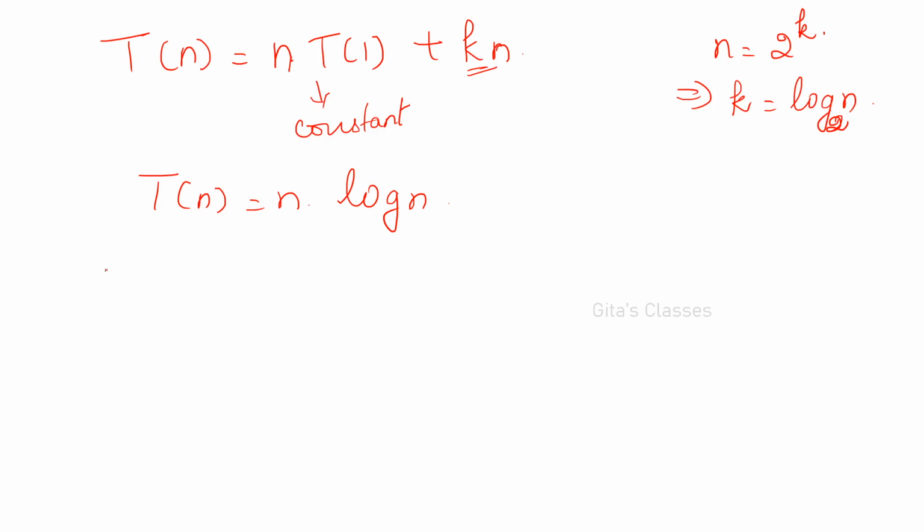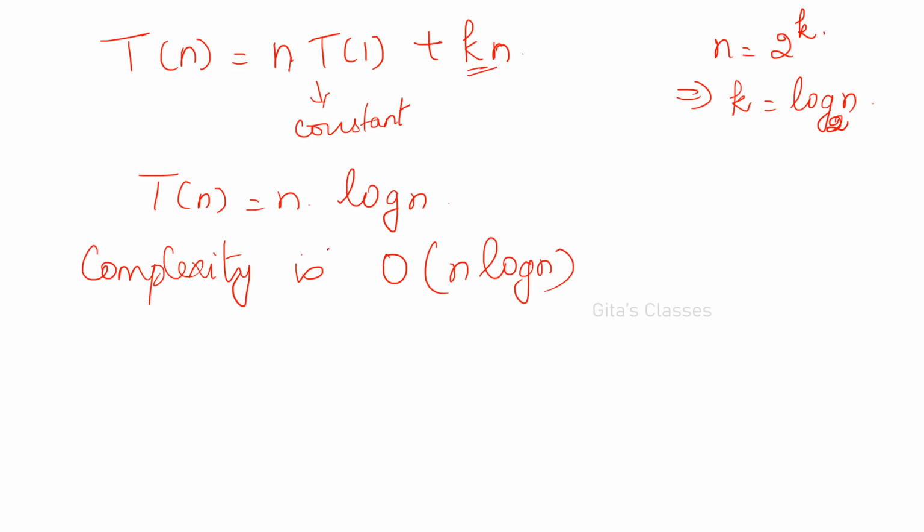So the complexity is O of n log n. So for a divide and conquer algorithm, if f of n is linear, then we can write it as n log n. It is understood that in computers generally log n means log n base 2. It is base 2, that's why if you want you can write n log n base 2 also.